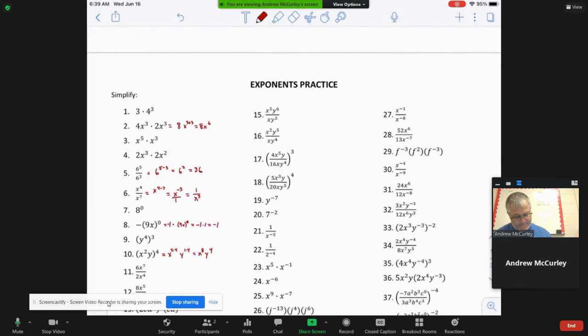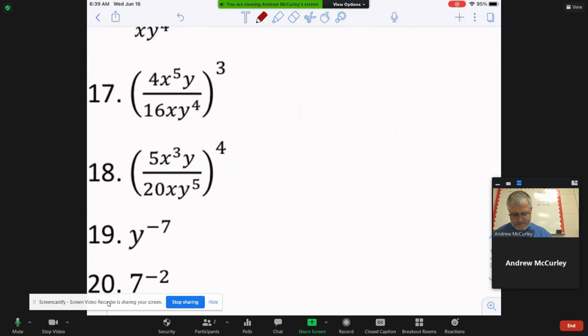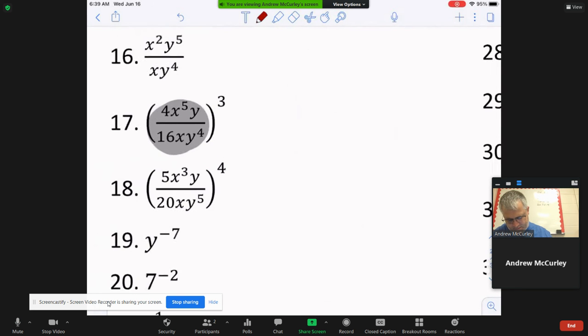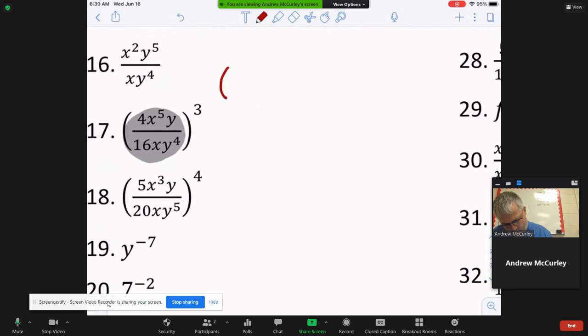Ooh, I like number 17. So everything's to the 3rd power. Now for me, I'm going to do everything in here first. I can see I've got multiple x's, multiple y's. I'm going to reduce that. That's going to make my life a whole lot easier. So 4 over 16, well, that's just 1/4. I got x to the 5 minus 1, which is x to the 4th. Y to the 1 minus 4 is -3. All that to the 3rd power.